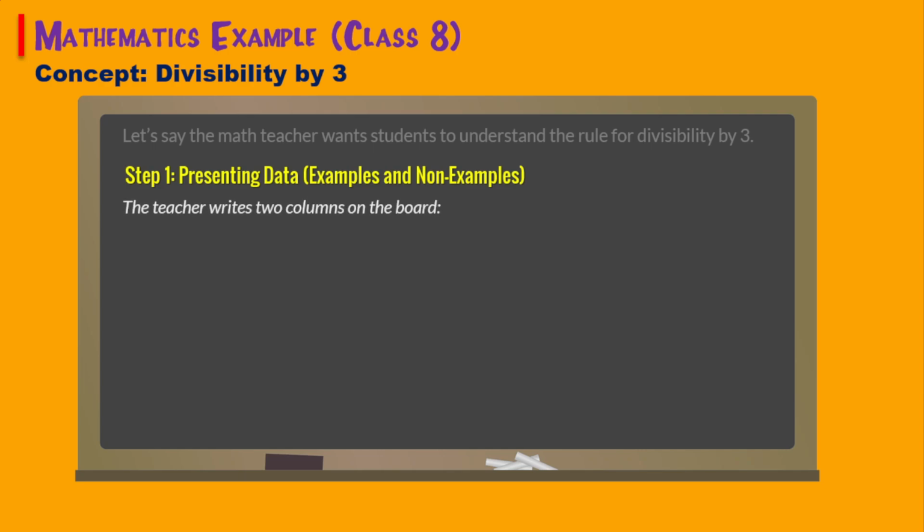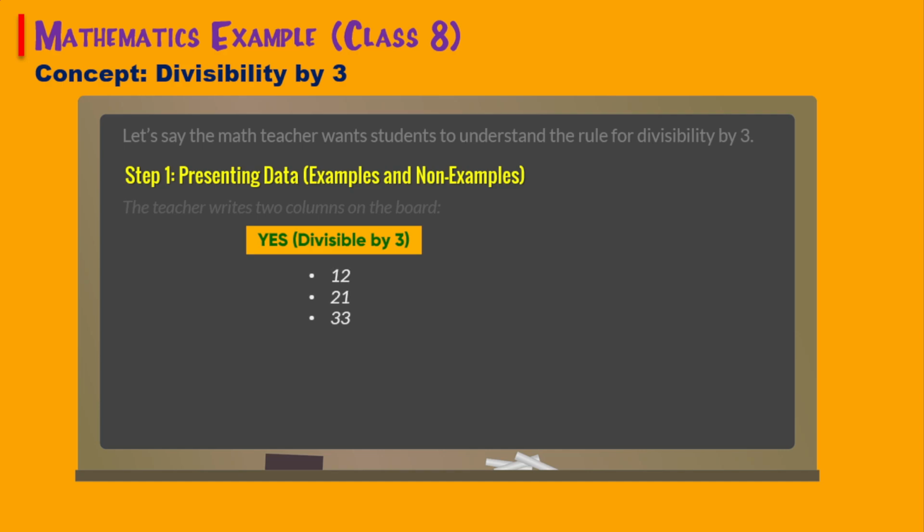Teacher writes 2 columns on the board. First, yes, that is divisible by 3. Here the teacher can write 12, 21, 33, 60, etc. And no, that is not divisible by 3. Here the teacher can write 14, 22, 35, 61, etc.